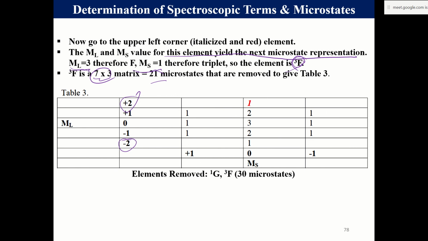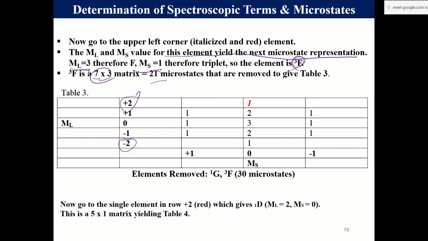So now you have 5. So how many microstates are to be removed now? We have removed 1G and 3F, so a total of 30 microstates removed.